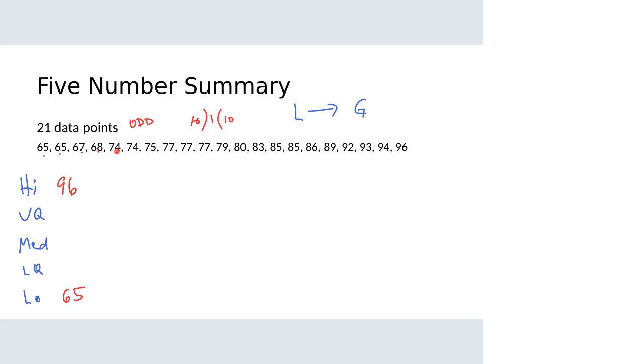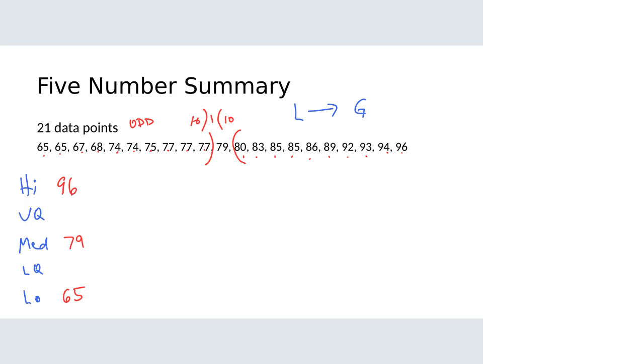1, 2, 3, 4, 5, 6, 7, 8, 9, 10. So there's my lower half of my data set. And 1, 2, 3, 4, 5, 6, 7, 8, 9, 10. There's the upper half of the data set. It's important to note that this median that's right here in the middle, it's not in the upper half, it's not in the lower half. It's just the median all by itself. And the median of our data set here is that 79.